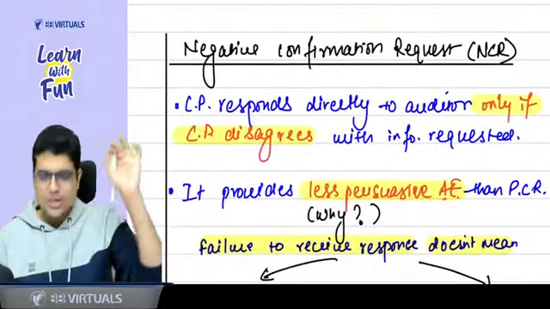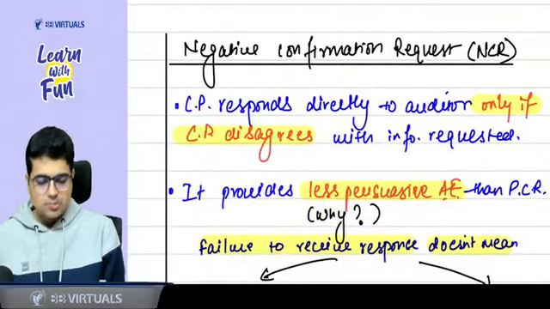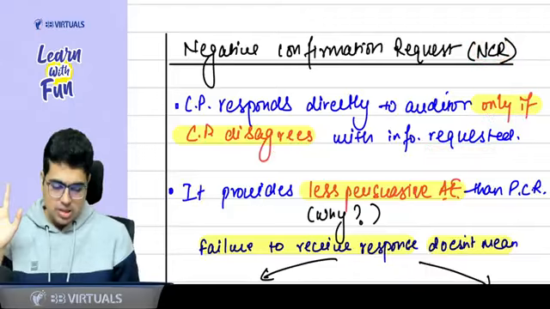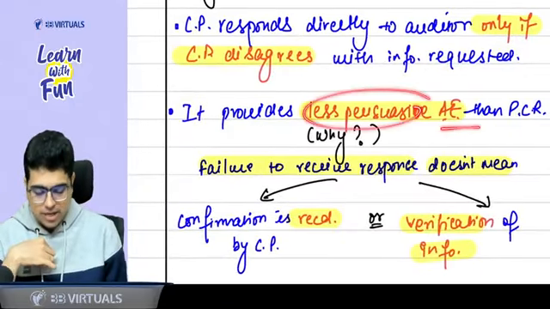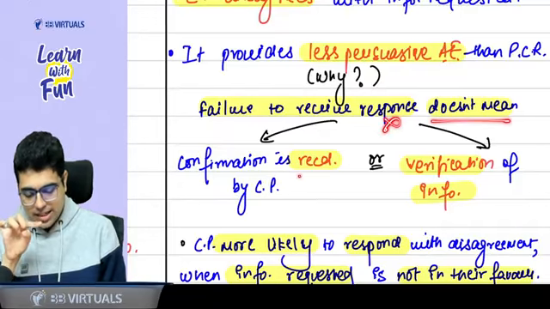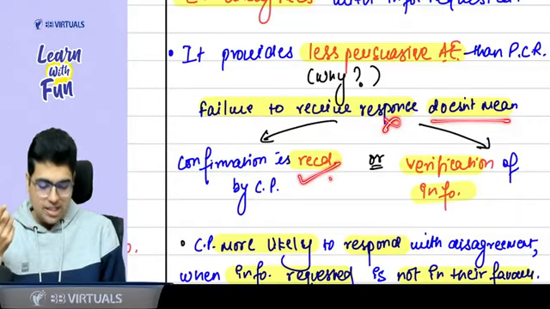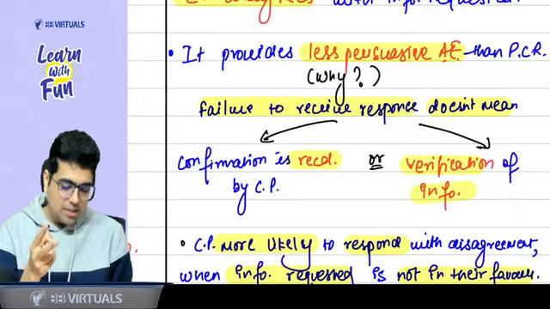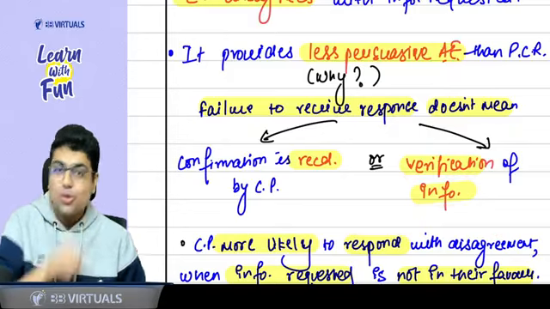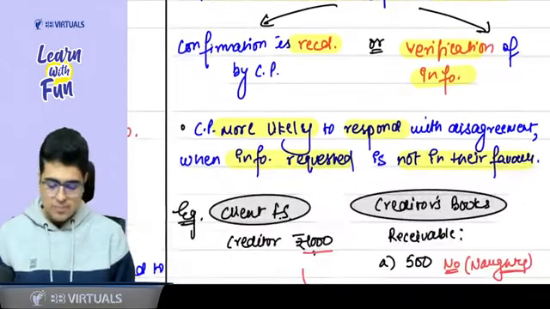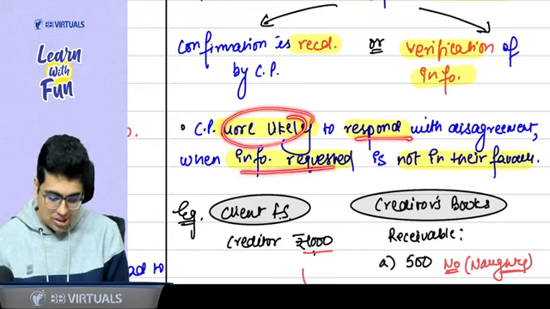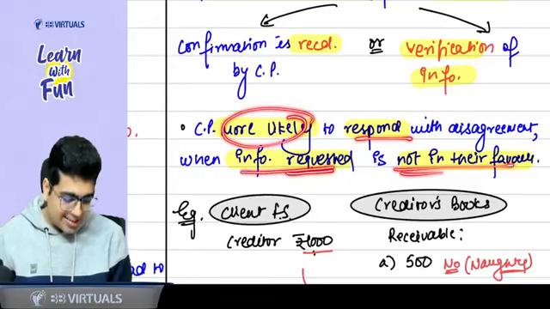Okay, whatever I have taught you, let's revise. The confirming party responds in case of NCR only if they disagree with the information. But sir, it is less persuasive evidence. Why? Because if you have not got the response, that does not mean that they have received the confirmation. Maybe they have not received it. Or it does not mean that they have verified the information. Maybe they have ignored you. And the third case is the confirming party is more likely to respond when the information requested is not in their favor.